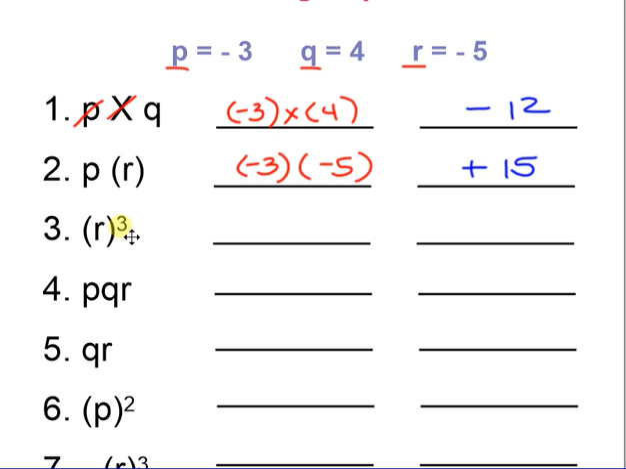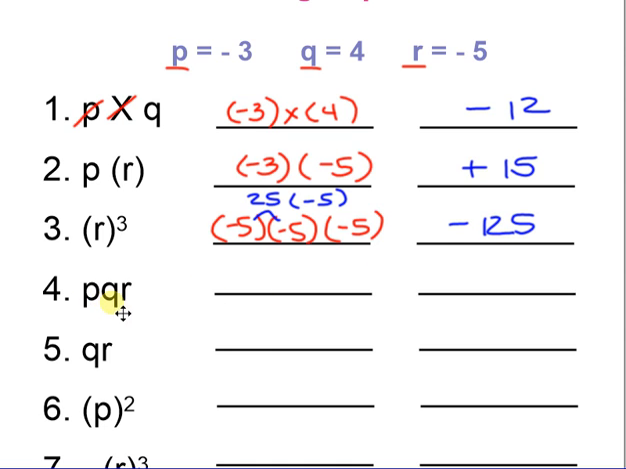R to the third power. What I'm going to do over here is instead of writing negative 5 to the third power, I'm actually going to go ahead and expand it out. Okay, so it's going to be negative 5 times negative 5 times negative 5. Okay, so my first two, like we did before, negative 5 times negative 5 is going to be positive 25. And then positive 25 times negative 5, that's going to be negative 125.